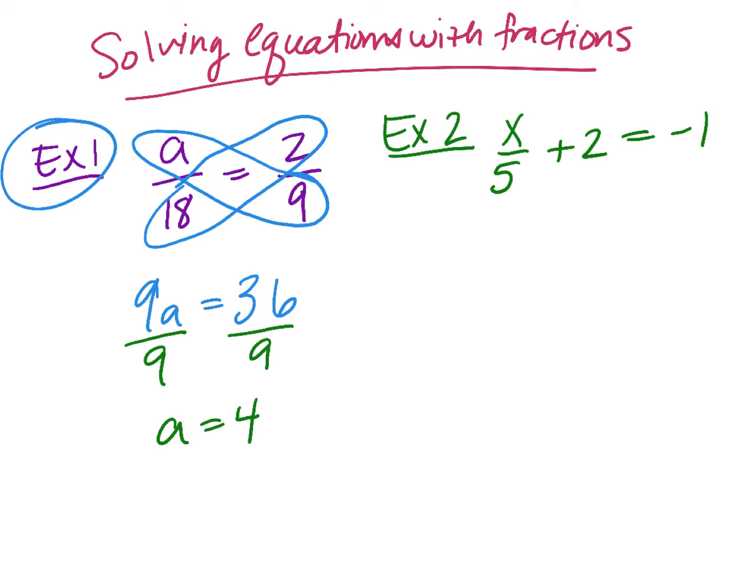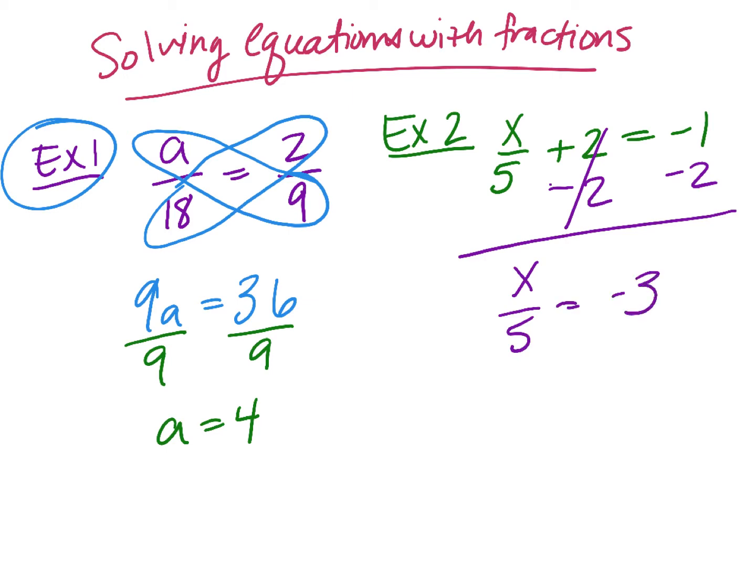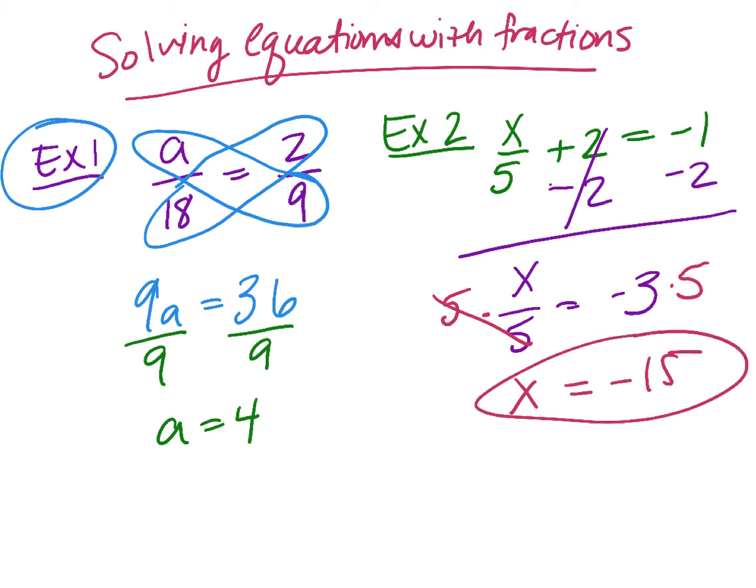Okay, another kind that you'll see, example 2, is x over 5 plus 2 equals -1. So here we can't get rid of the fraction first. We actually want to get the fraction by itself first. So we're going to minus the 2 on both sides. So x over 5 equals -3. Then we've got to get rid of the fraction. We want to get x by itself. So what's happening is x is being divided by 5. So in order to get rid of that, we've got to do the opposite. So we want to times by 5 on both sides. So x is going to equal -15. And that's the answer on that one.